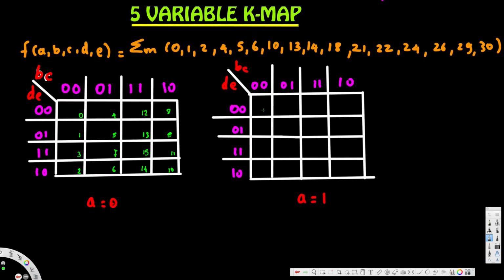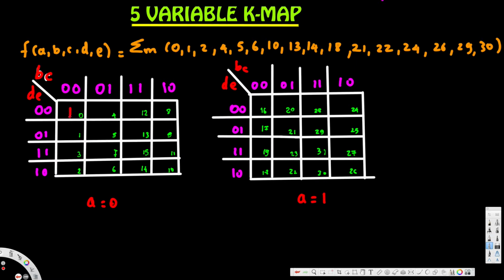Okay, for this one, we are going to have the rest of the numbers: 16, 17, 18, 19. And then 20, 21, 22, 23. And then 24, 25, 26, 27. And then 28, 29, 30, 31. Now let's look at the locations of 1. We have the sum of minterms, it means the locations of 1. Now let's go ahead and place the 1s.